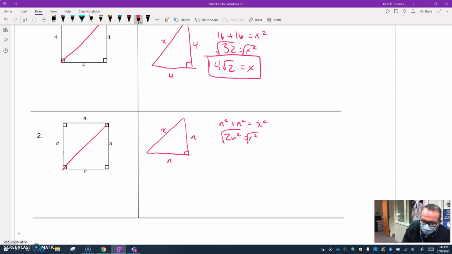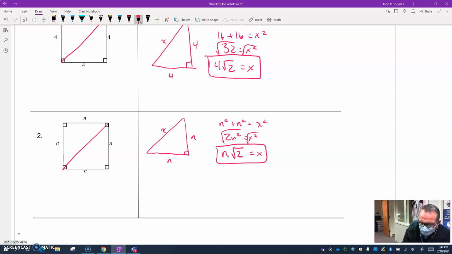Alright, then take the square root of both sides. So the square root of n squared is just n. It's the side of a triangle, so we don't need to worry about an absolute value. And you're left with a 2 inside the radical. So x equals n root 2. Alright, so what we could say in general is that if we have a square with side length n, then the diagonal will always be n root 2.